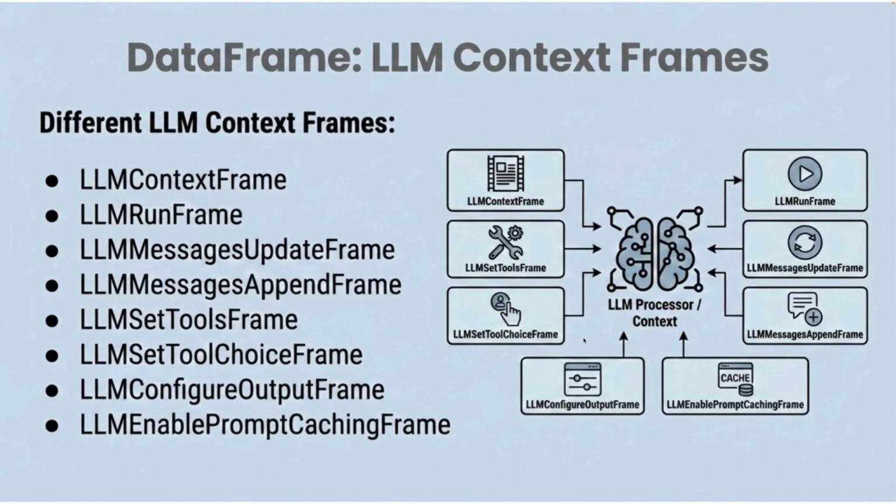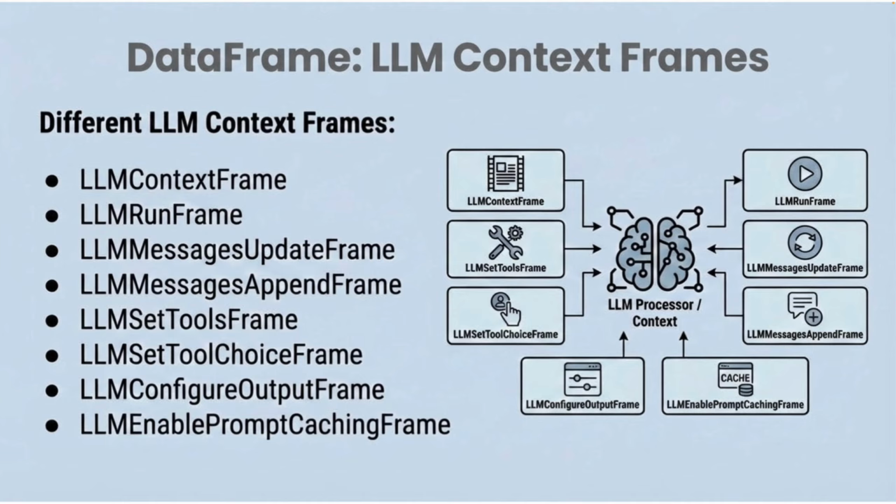So now in LLM we have different kinds of context frames. So we have 8 kinds of context frames. So LLM context frame, LLM run frame, and all of these LLM context frames that you can see on the screen right now. Message update frame, messages append frame, set tools frame, set tool choice frame, configure output frame, enable prompt caching frame. So I've not used all of them, but I'm just gonna cover very briefly for you to understand what are the different LLM context frames that we have.